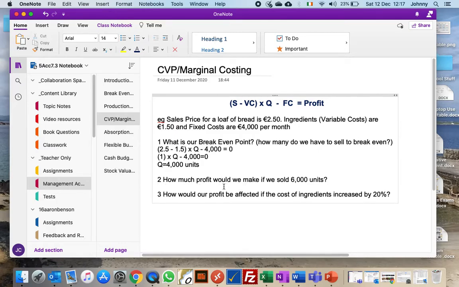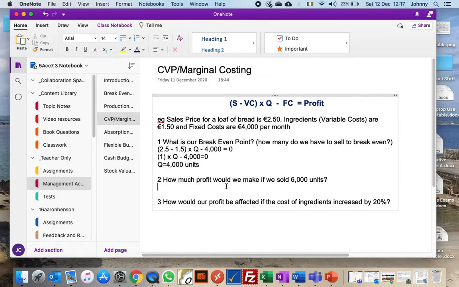How much profit would we make if we sold 6,000 units? So again, I'm using my formula. S is sales price, so 2.5 minus 1.5. That hasn't changed. What has changed is the amount we sell, so the quantity has changed, and profit is the unknown. So the quantity we know is 6,000, minus 4,000, equals profit.